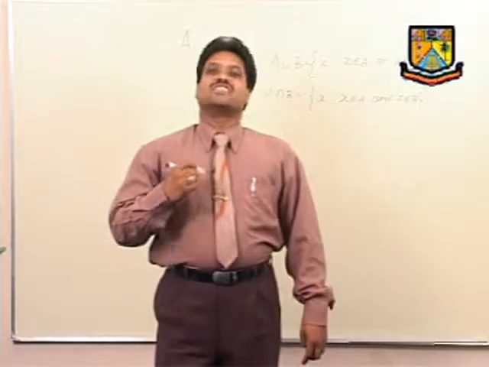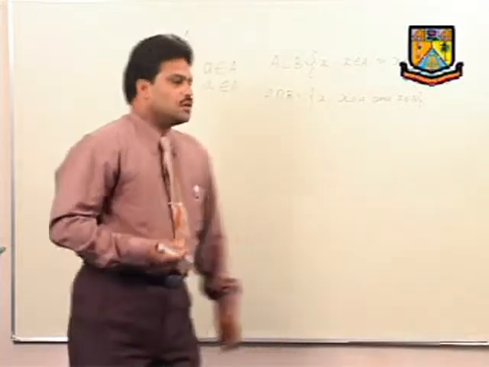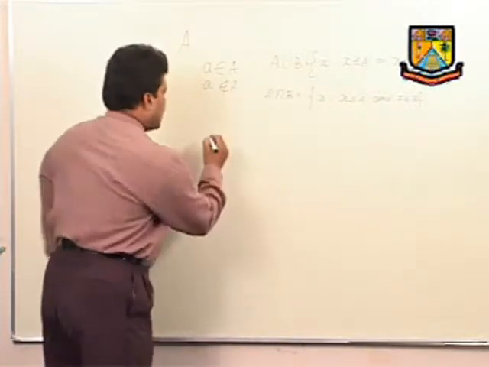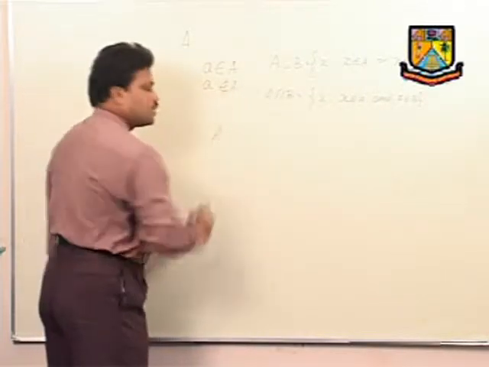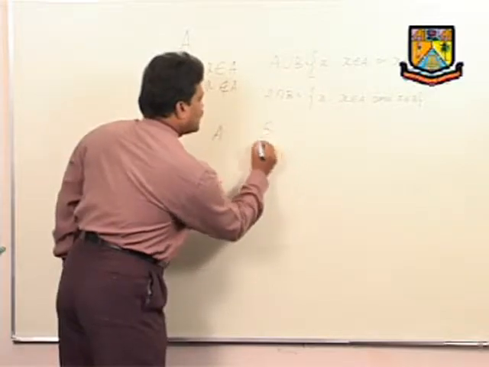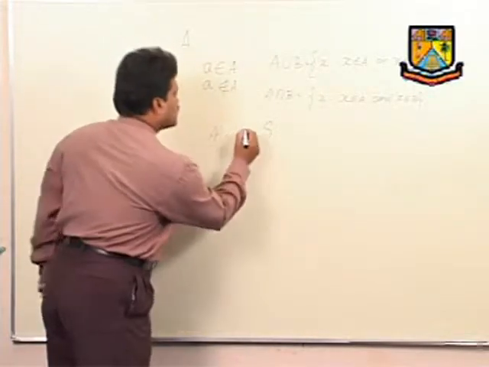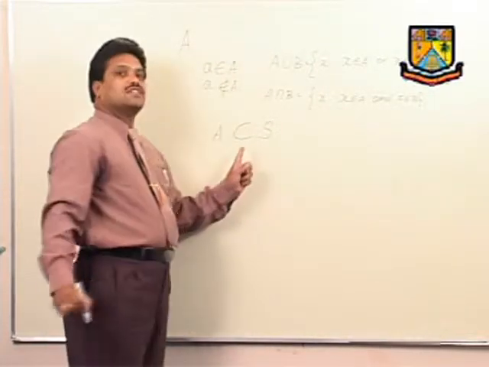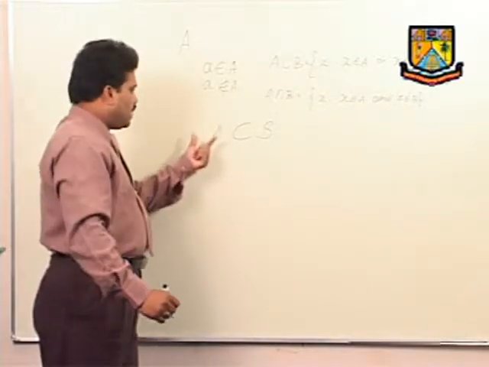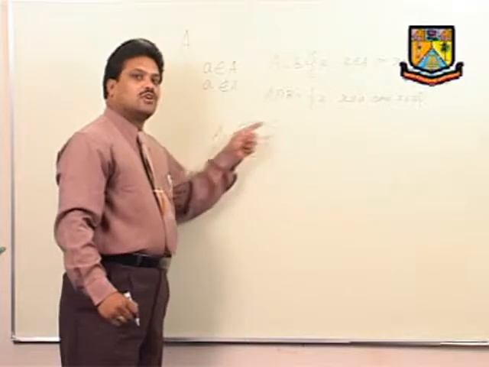Next we define what is a subset. You take a set A. A is called a subset of capital S, and the notation is contained, subset of S, if every element of A is an element of S.